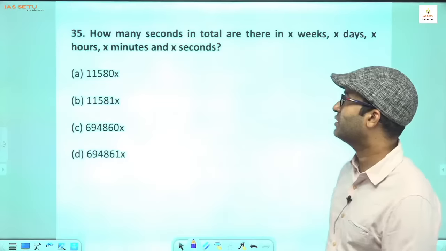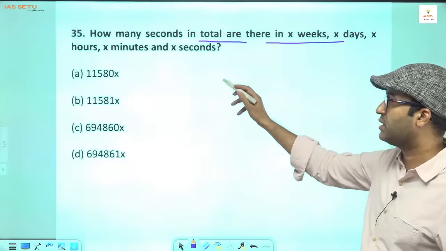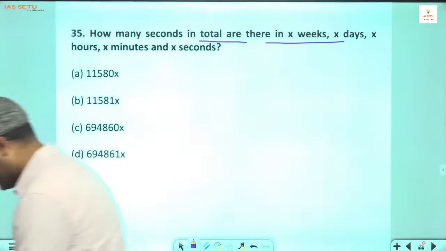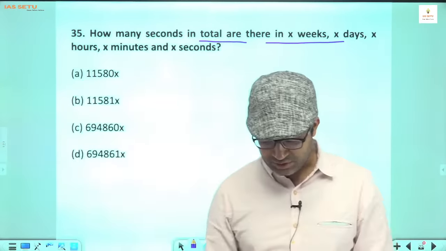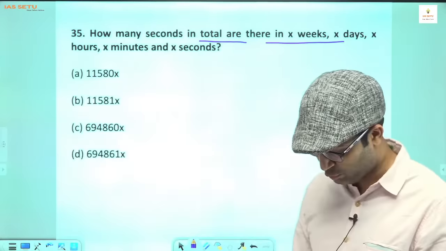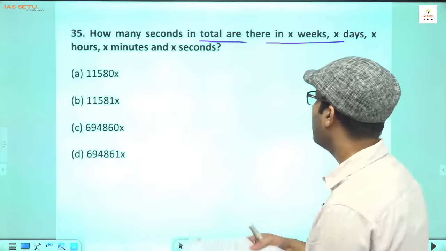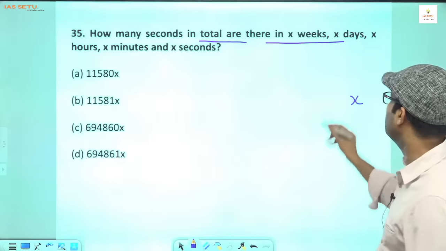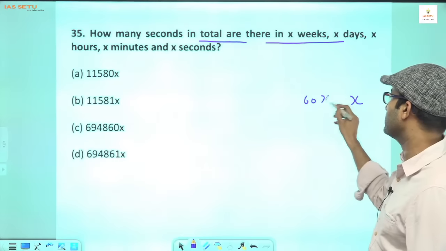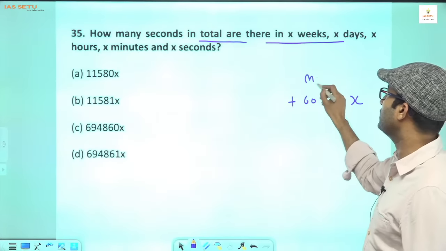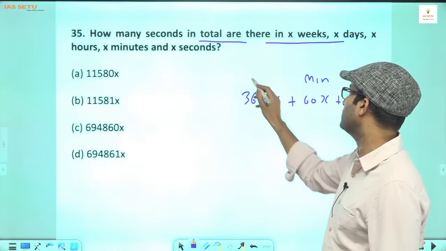Next is question number 35. How many seconds are there in total in X weeks, X days, X hours, X minutes and X seconds? If you see, we have done week and days questions in calendar, but here it is asking for seconds. That also we can do. Now here there is calculation, but we can simplify. This is X seconds. In 1 minute there are 60 seconds. You have to convert minutes into seconds, 60x because of minutes.